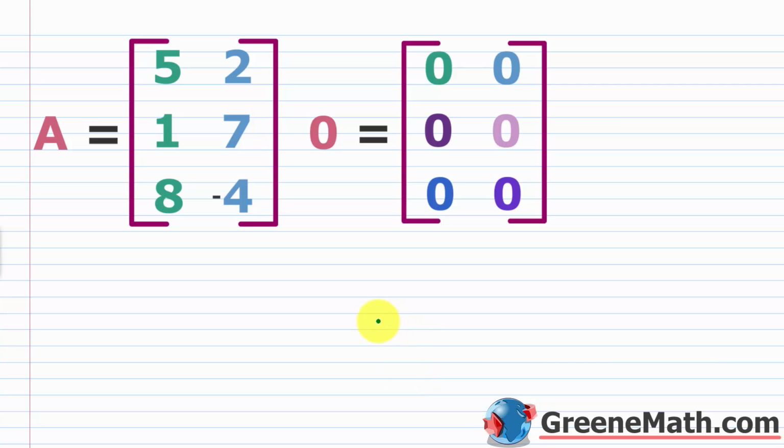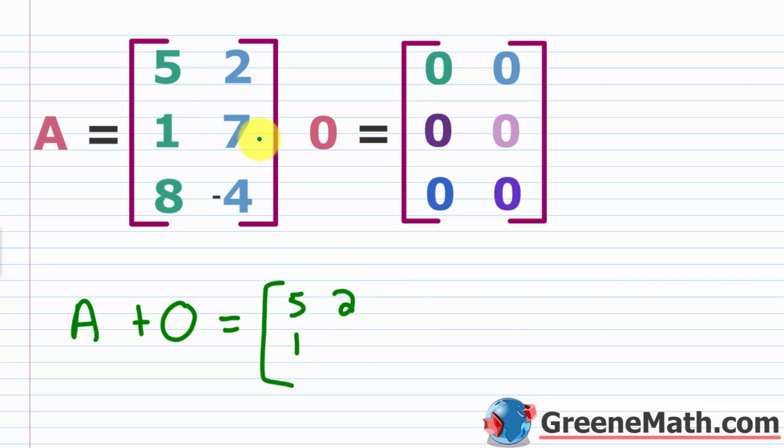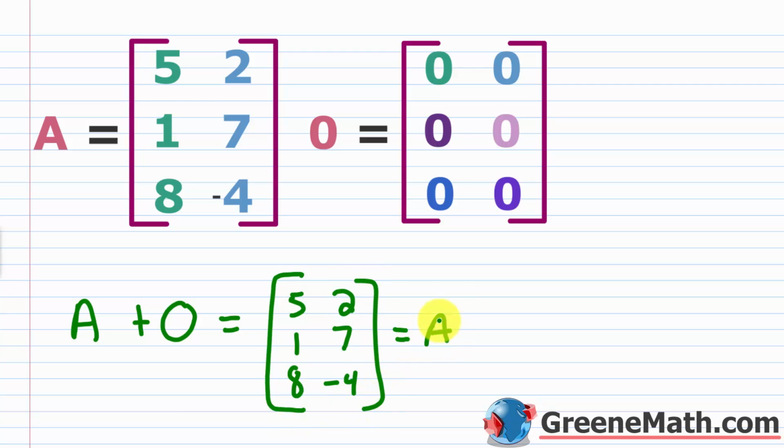So for example, here, if I add A plus this 0 matrix, I'm just going to put a 0 there. I'm just going to get A back. Because all I would be doing is setting this up: I would do 5 plus 0, which is 5. I would do 2 plus 0, which is 2. I would do 1 plus 0, which is 1. I would do 7 plus 0, which is 7. I would do 8 plus 0, which is 8, and negative 4 plus 0, which is negative 4. So I get A back. This is equal to A. I haven't changed anything because in each case, I just added a real number to 0, and so I got that real number back.